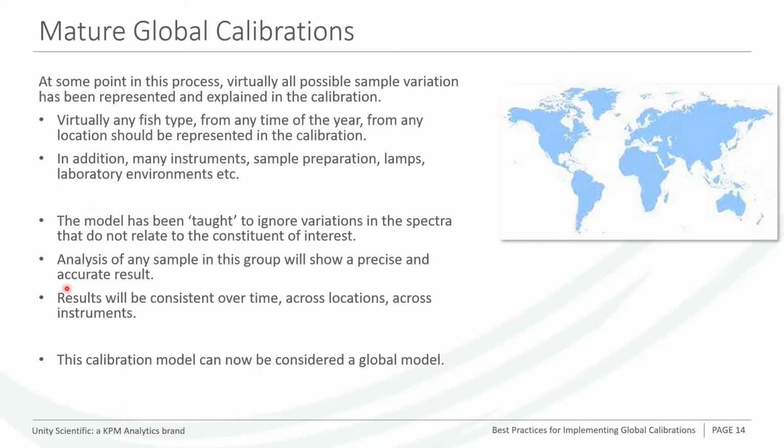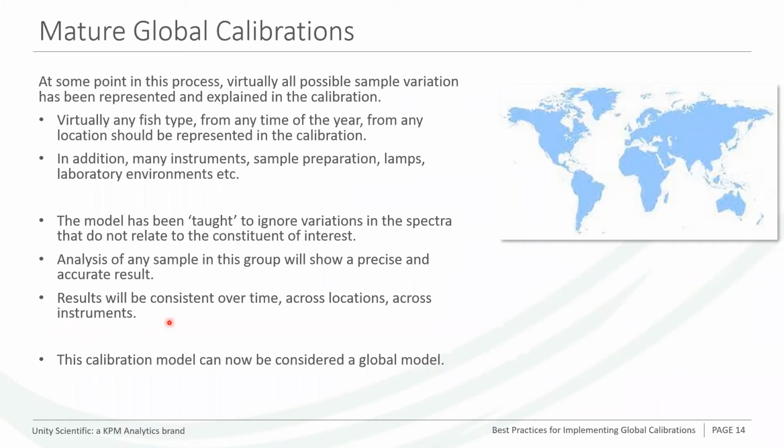So she's confident that analysis of any sample in this group is going to show a precise and accurate result. The results are going to be consistent over time, location, across instruments. This is now, I would consider this a global model. So this is just one example that I used for fish meal, but it applies to all sorts of different products, generally agricultural and commodity type products.